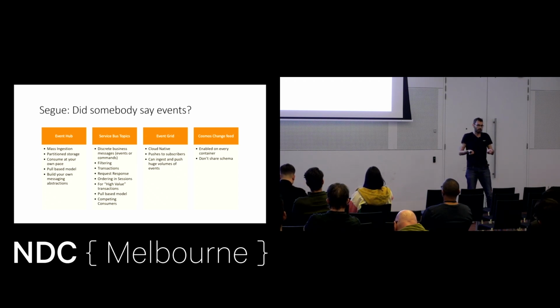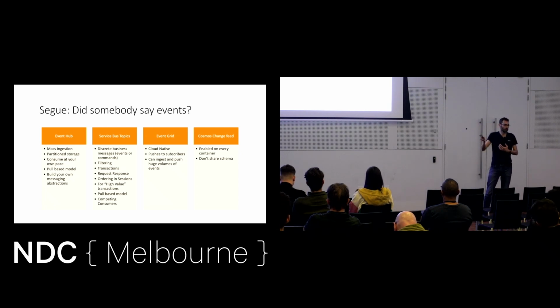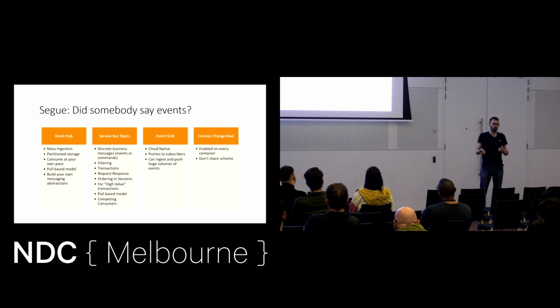We can do ordering. So even if you have competing consumers that are all kind of churning through messages, we can put sessions against sets of messages. So they'll get affinity to a consumer, and they will only get the messages in that session. We have request response. So if you want to reply to a message, then you can go and send the message back. And we have topics to enable subscribers to come along and subscribe to messages.